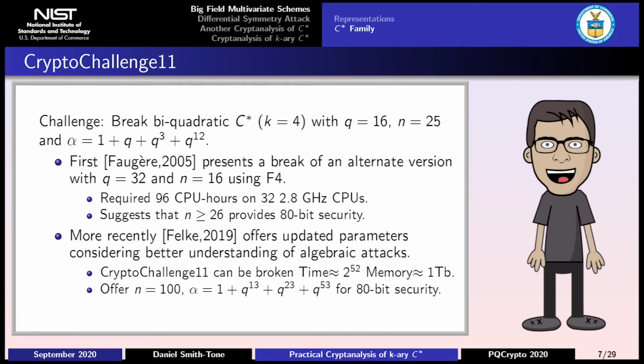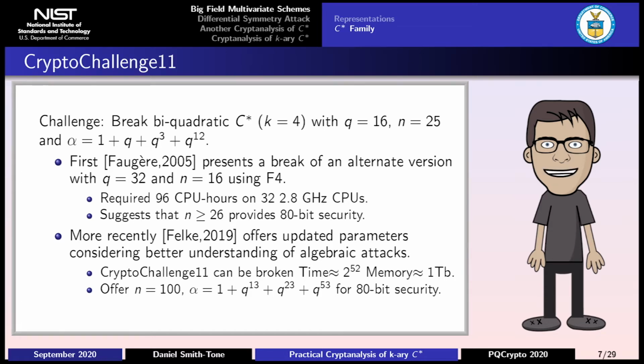In April 2005, Crypto Challenge 11 was published with a €5,000 prize for anyone who could break the scheme by the end of that year. The challenge parameters use k equals 4, so a biquadratic public key over the small field GF(16) with 25 variables and equations. In June of the same year, Faugère presented a break of a toy instance of the scheme over GF(32) with 16 variables and equations using the F4 algorithm. The original challenge already alluded to this result in its documentation.